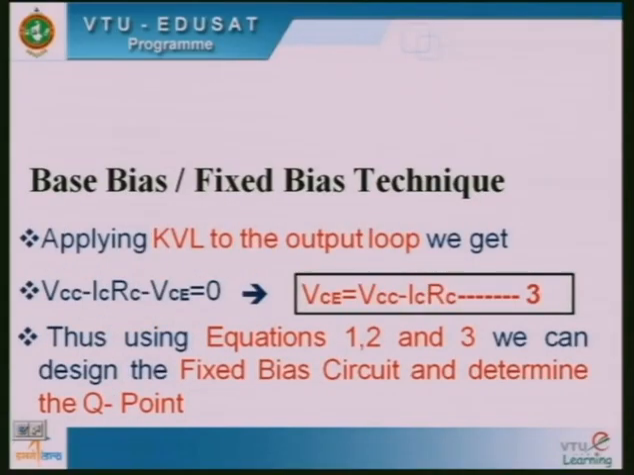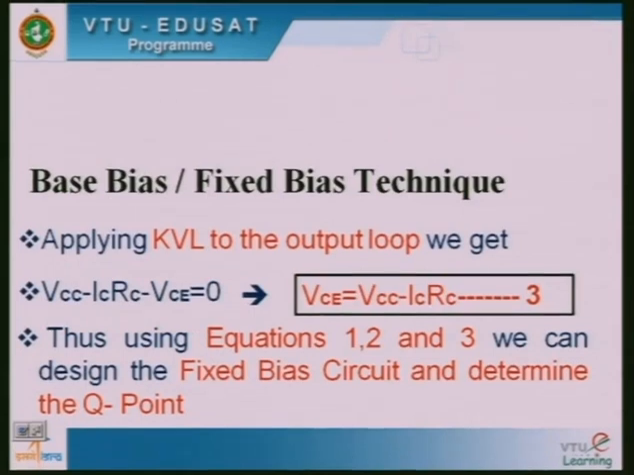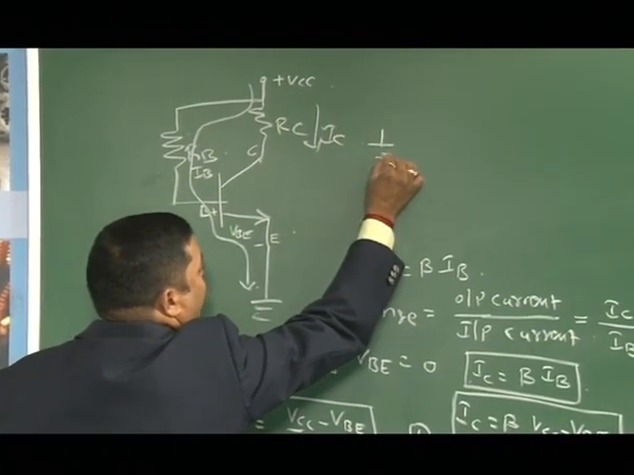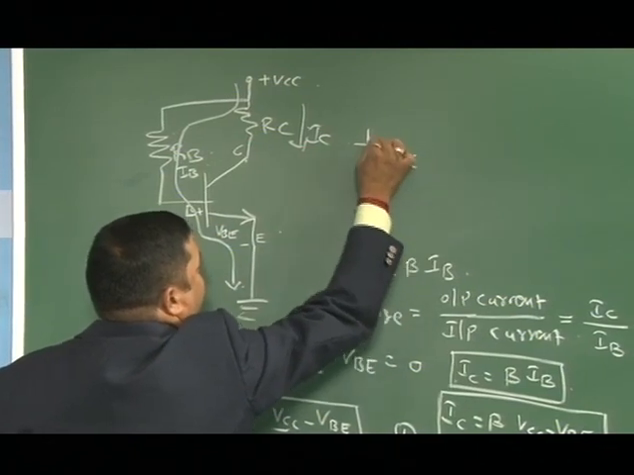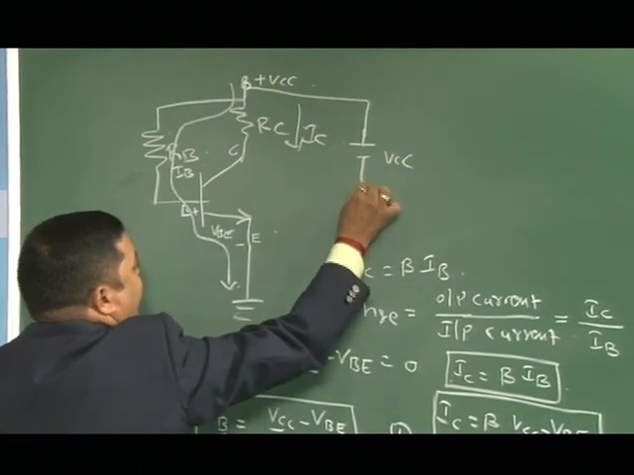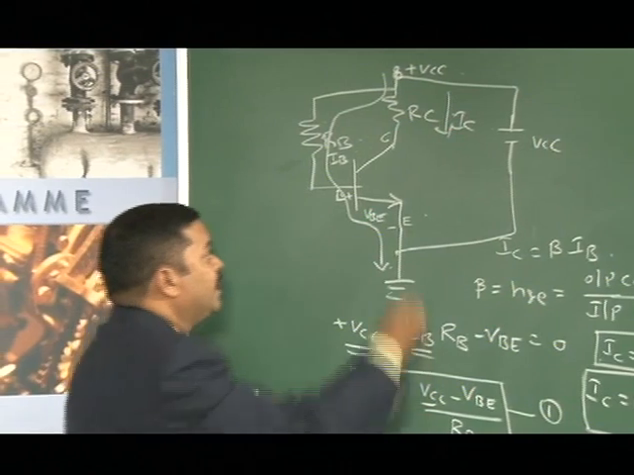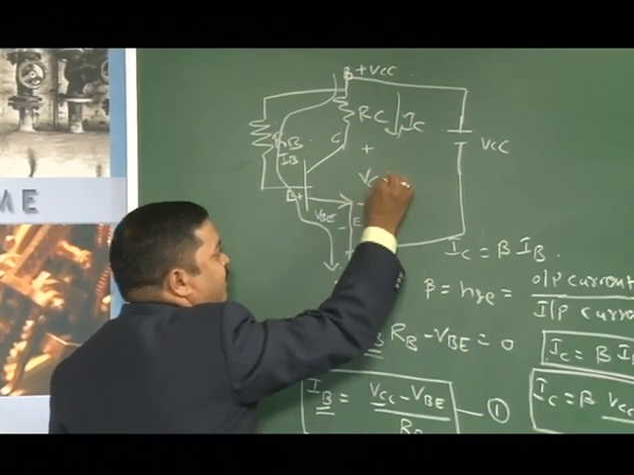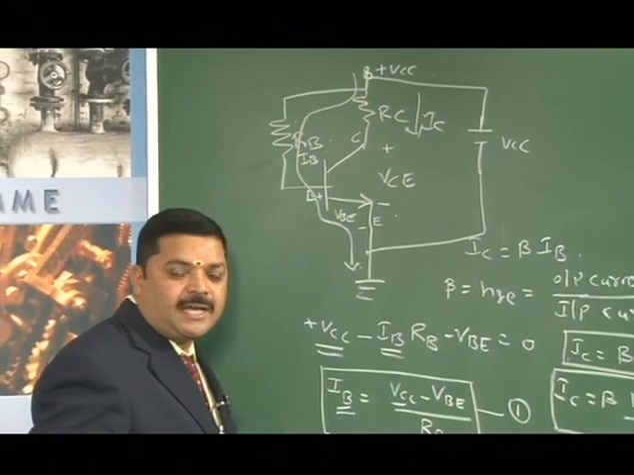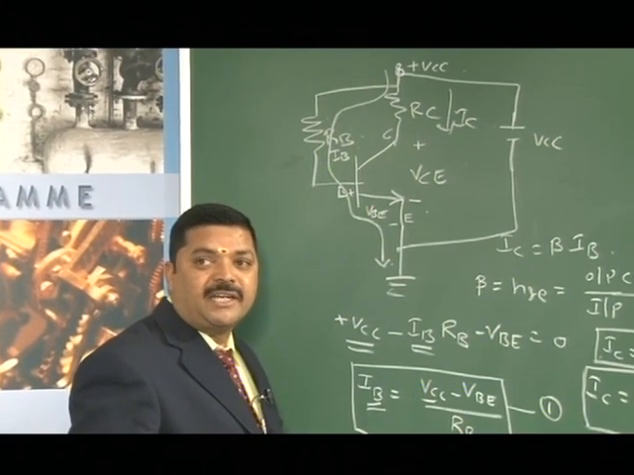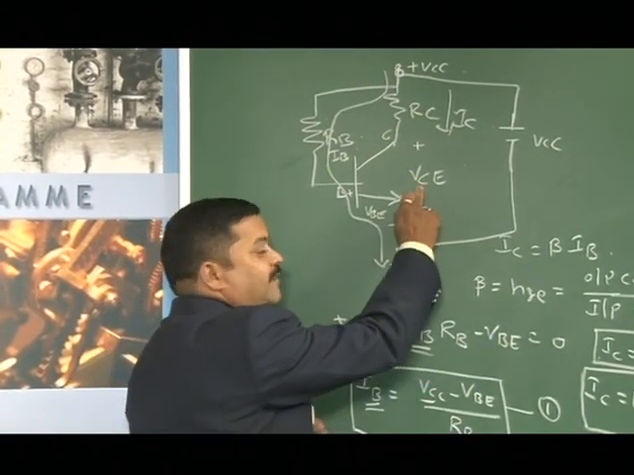Now we also require one more value, which is VCE. In order to find out VCE, it comes in the output loop. So this is the loop. As I told you yesterday, the plus VCC here means the positive and negative of the battery VCC. Positive is connected to this point and negative is connected to this point. Therefore, there is a loop formed. And here there is plus minus VCE. So we need to find out VCE. I told you yesterday in the last class, KVL plays a very important role in biasing. So let us apply KVL to find out VCE.